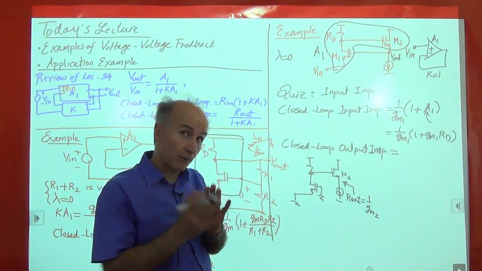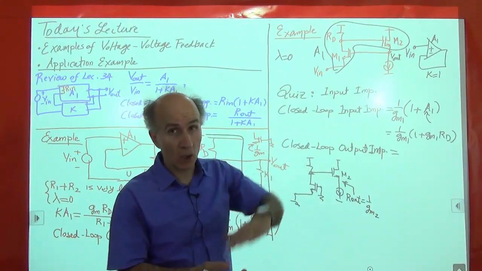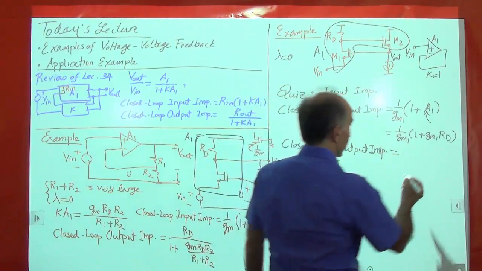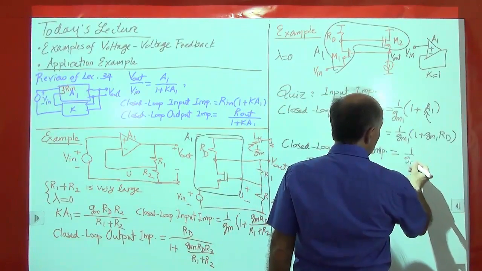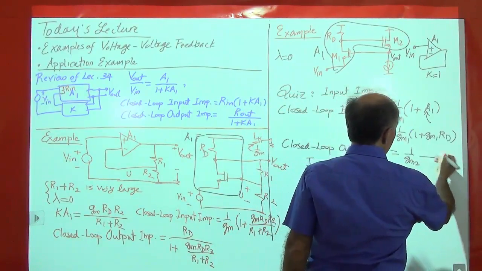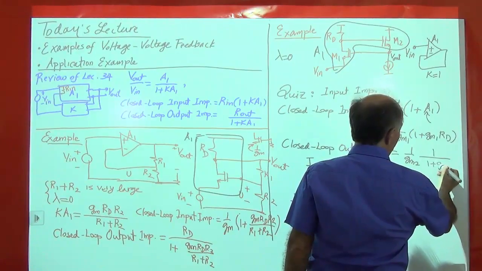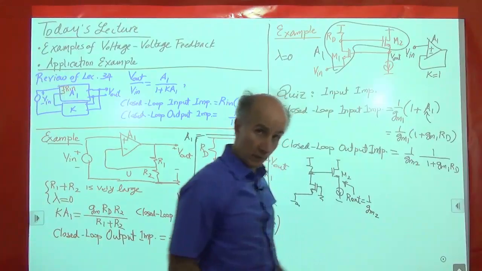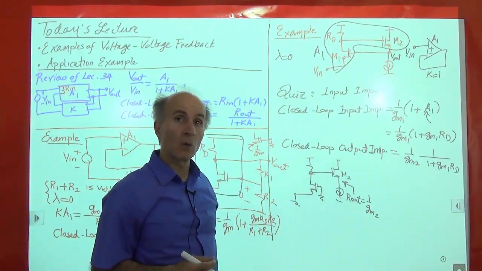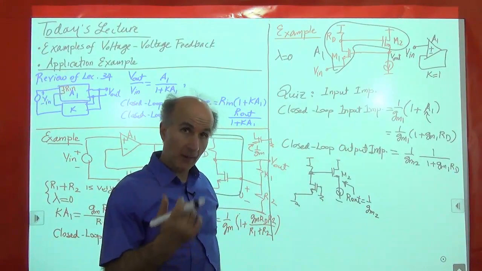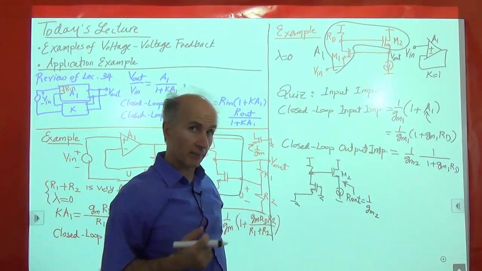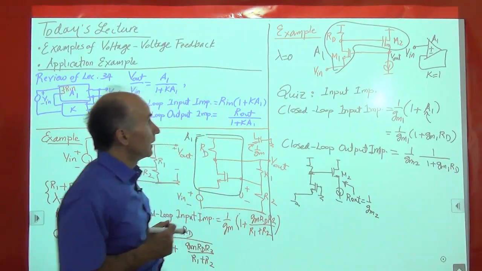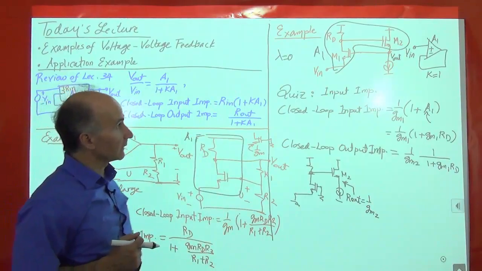But as a result of feedback, we are bringing it even lower. So now this gets divided by 1 plus the loop gain. So it's 1 over gm2, and then divided by 1 plus gm1 RD. Right? So this will be quite a low output impedance, which is a good thing as far as a voltage amplifier is concerned. All right, so these were some properties of the circuit.